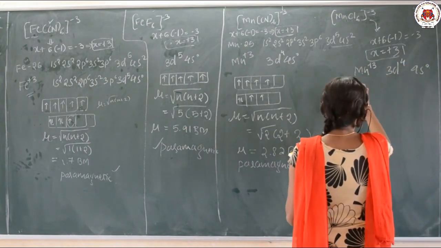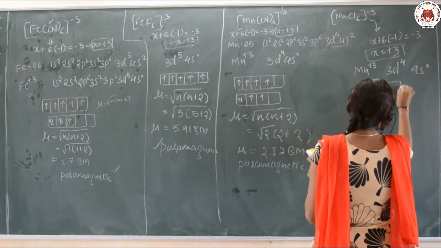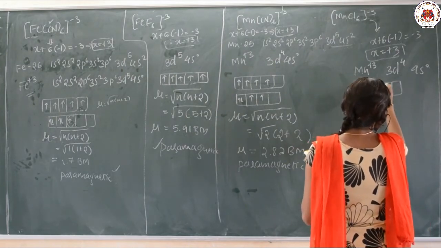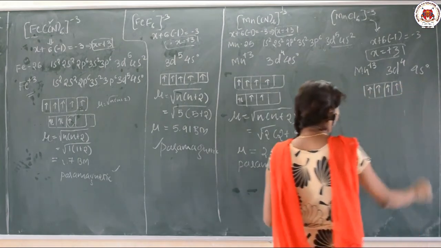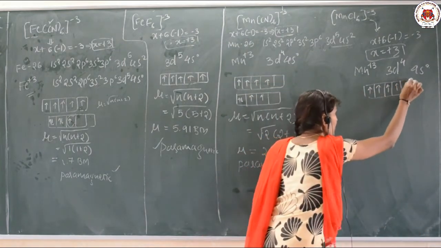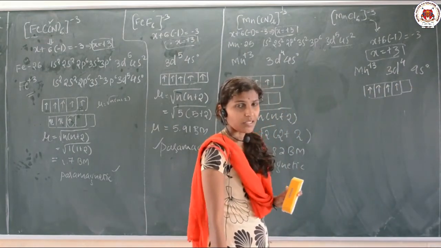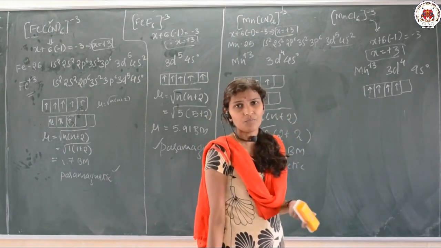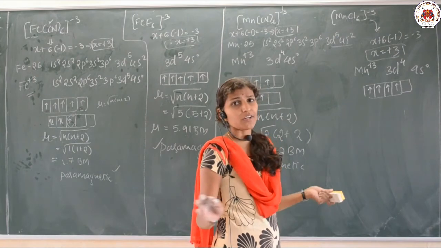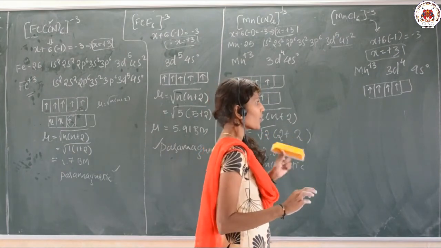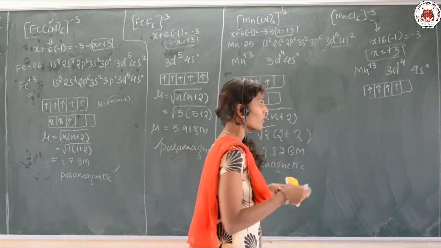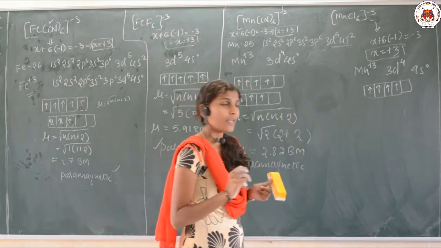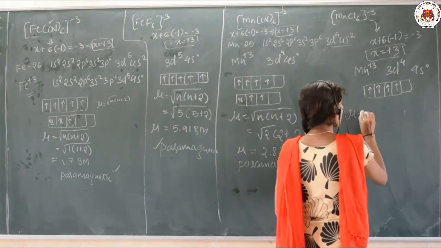Now how will the d4 be arranged? 1, 2, 3, 4 electrons are there. So, one more orbital is empty. Clear? So, what about Cl? Cl is a weak ligand. It does not make the electrons get paired. These electrons will not pair up because it is a weak field ligand. So, the unpaired electrons are 4 itself.